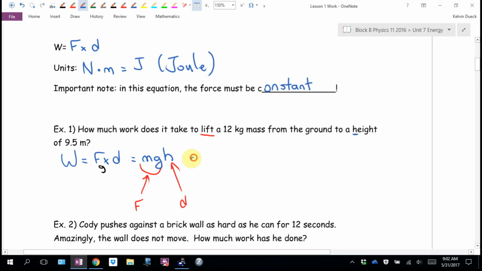What's the mass? 12. What's G? We all know this by now. We've memorized it. 9.8, and not negative because work is a scalar. Okay, we don't care about direction here. So 9.8. And what's the height? 9.5. How many joules of work would it take to lift this object up?